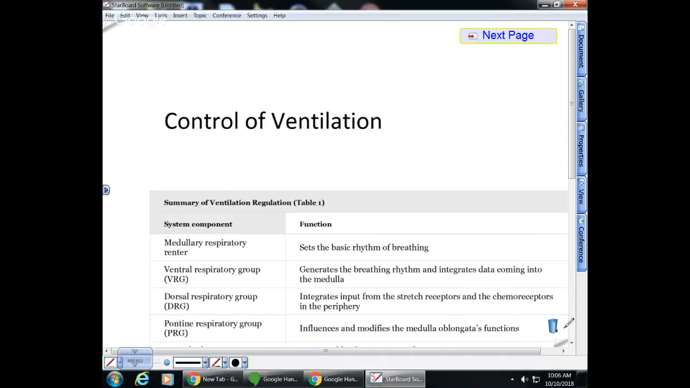So when we talk about the control of ventilation, primarily this is unconscious, right? It is the brainstem, and specifically the medulla oblongata. When we look at the brain, the nervous control, we have the medulla oblongata, and this has respiratory centers.